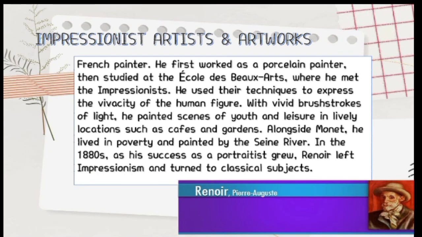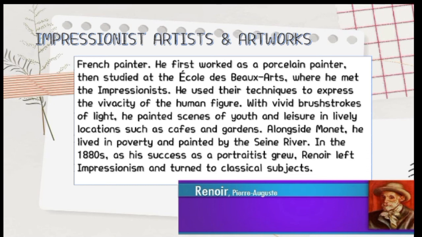The next Impressionist artist and artworks is Renoir Pierre Auguste, a French painter. He first worked as a porcelain painter, then studied at the École des Beaux-Arts, where he met the Impressionists. He used their techniques to express the vivacity of the human figure. With vivid broad strokes of light, he painted scenes of youth and leisure in lively locations such as cafes and gardens.